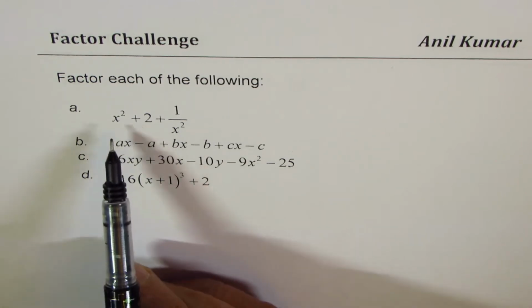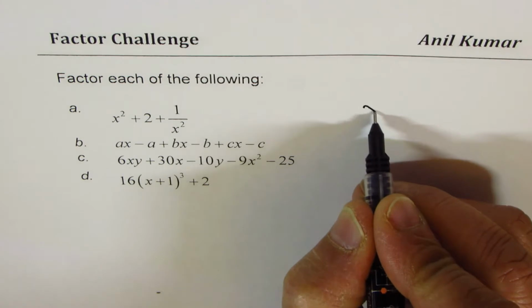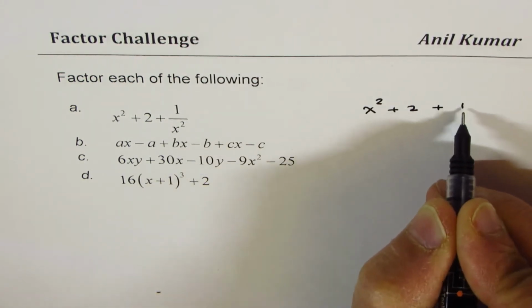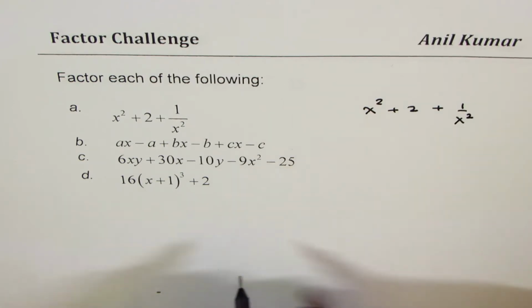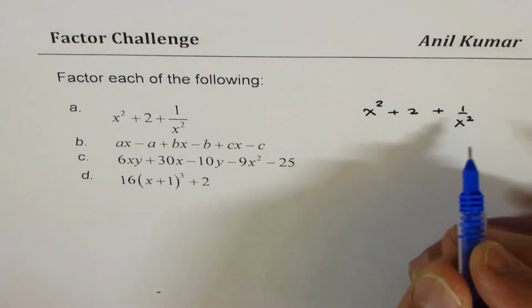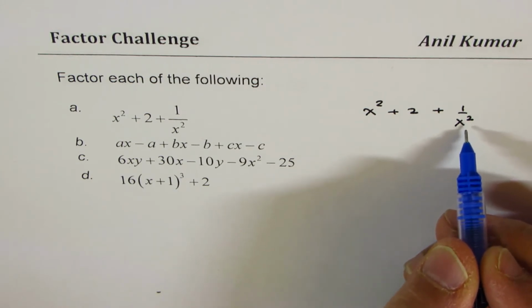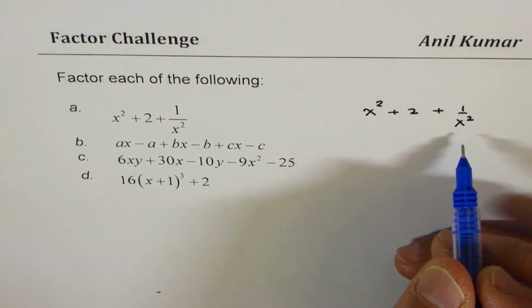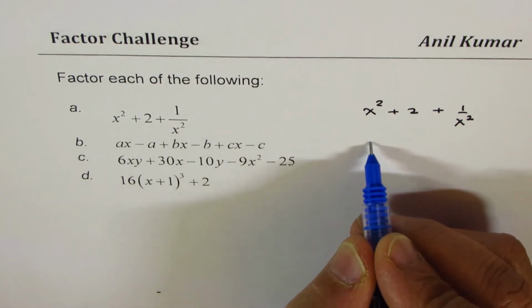Now let's begin with the very first one, which is x squared plus 2 plus 1 over x squared. So I hope you remember the formula of a plus b whole square. That will help you to factor the given trinomial. Well, this is power negative, so I'm not calling it a trinomial strictly.